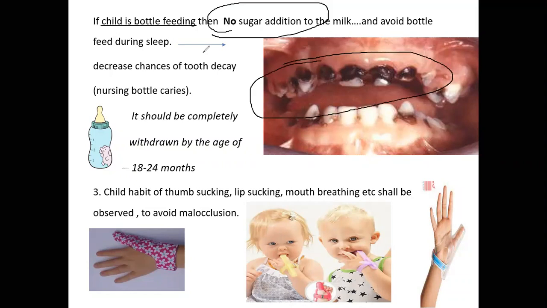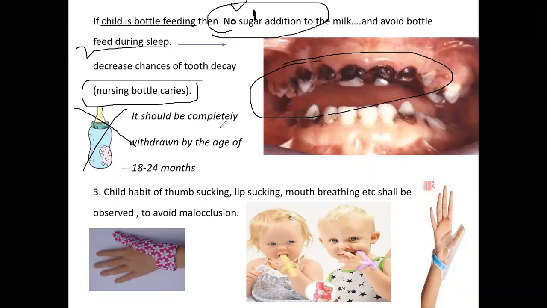So first of all, we try to avoid bottle feeding. If the mother cannot avoid bottle feeding for any reason, then we tell the parents not to add sugar into the milk and to avoid bottle feeding during sleep, because these are the two reasons. The addition of sugar and bottle feeding during sleep may increase the chance of nursing bottle caries. Nursing bottle caries can be prevented by proper counseling of a mother.